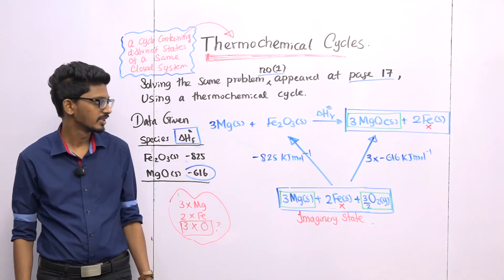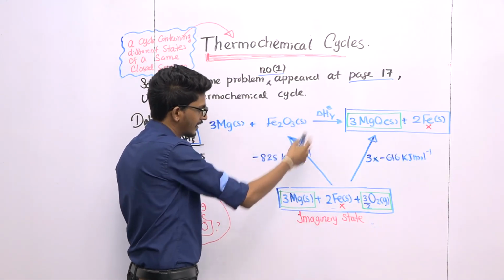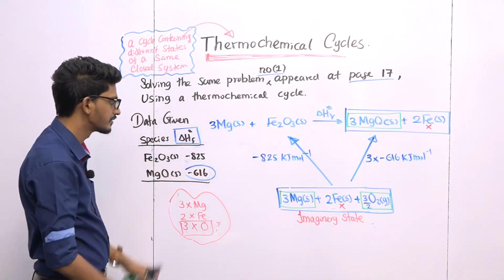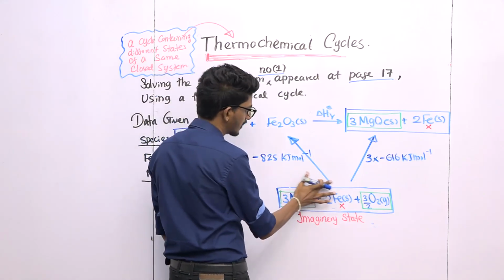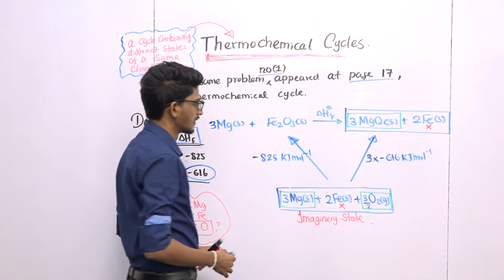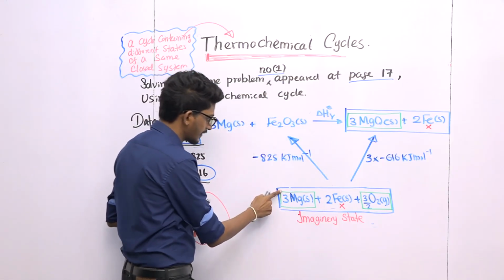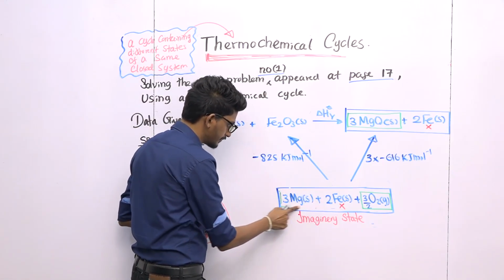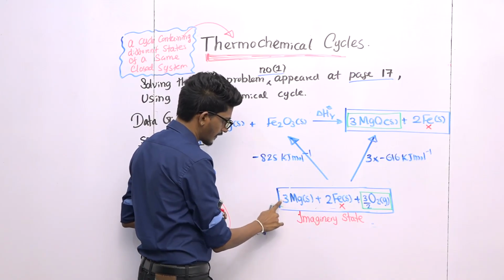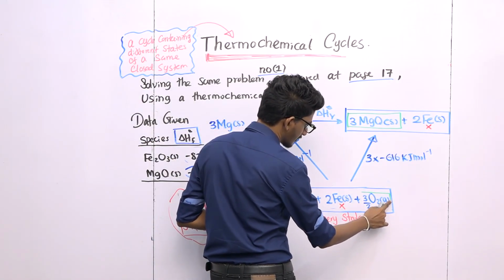The cycle is completed. Now you can clearly see a cycle. All the states are connected with reaction arrows, connected with energy changes. So the cycle is completed, right? We have 3 states and the cycle is completed. Constructing the thermodynamic cycle is done.